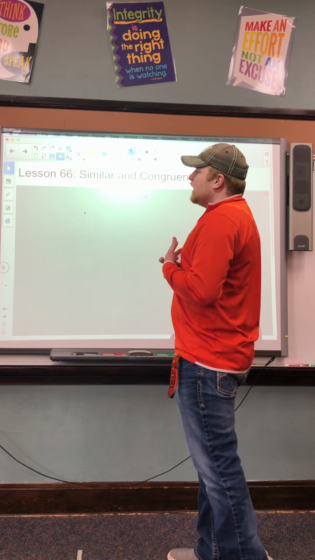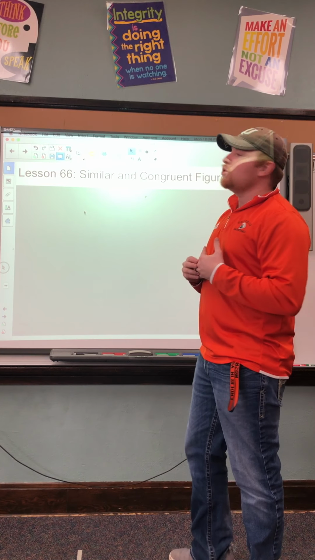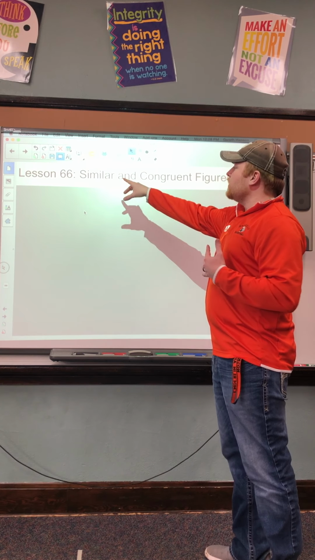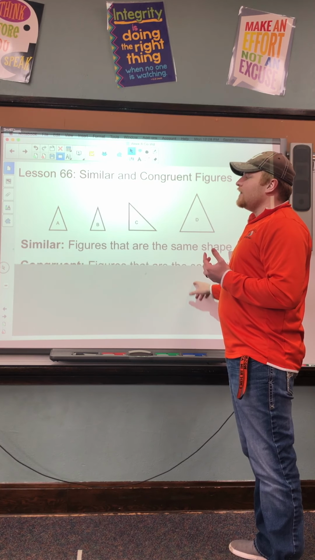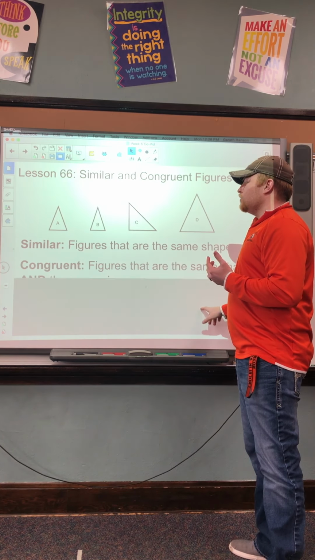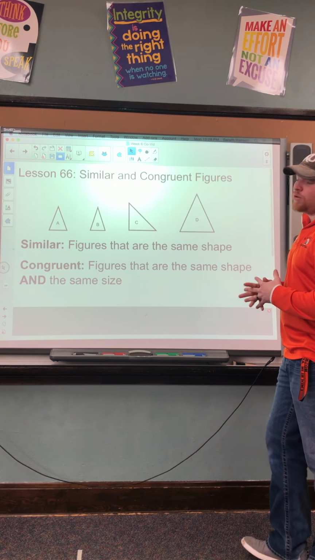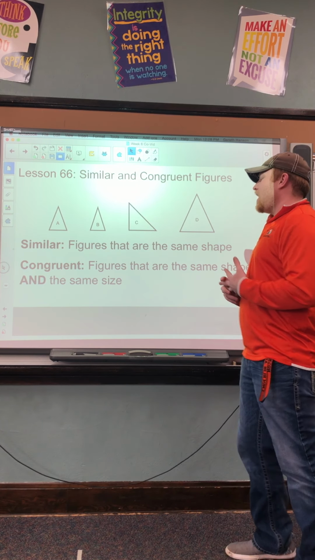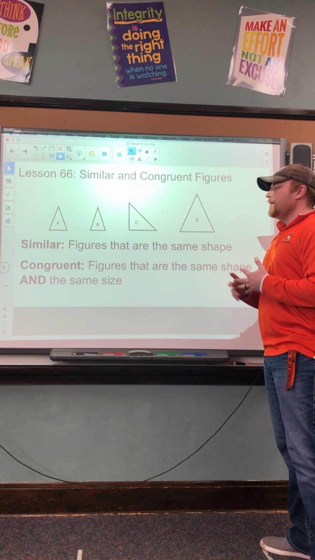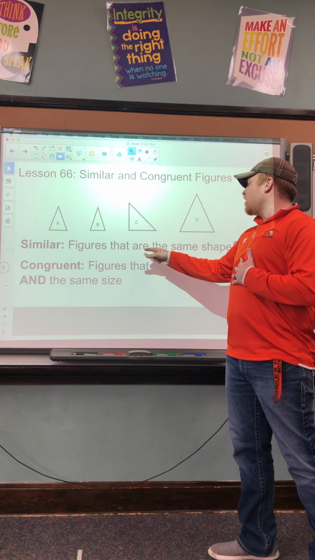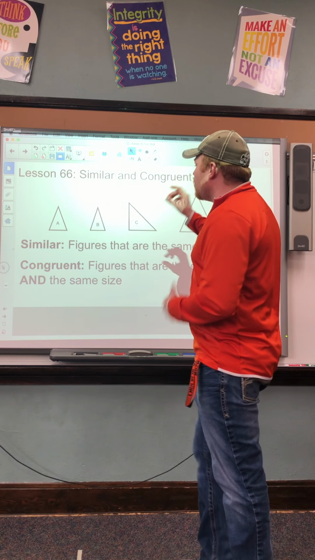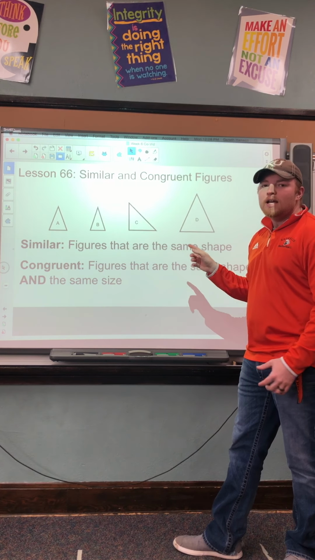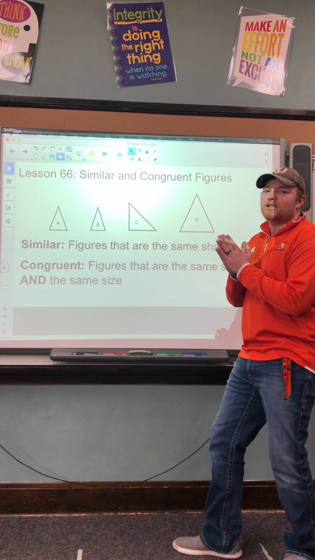Today's lesson is going to be really short, okay? And it's covering similar and congruent figures. So, looking at these triangles, just look at them for a second, and then we're going to discuss what similar and congruent means. Similar are figures that are the same shape. Yes, I know these are all technically triangles, but they have to look the same.